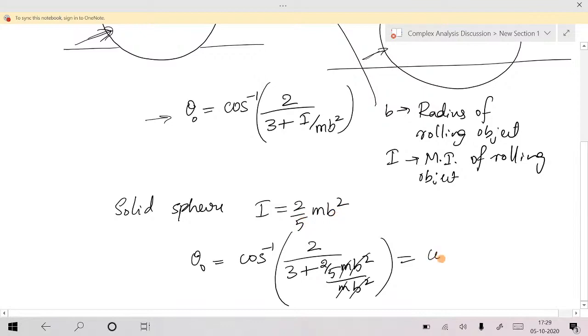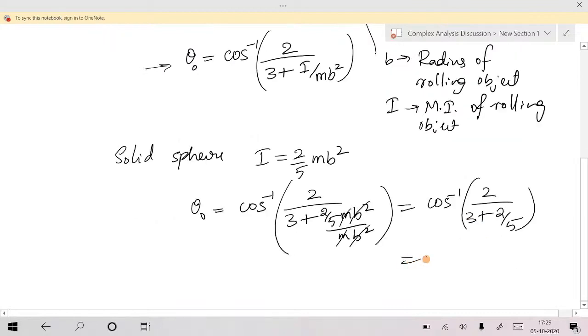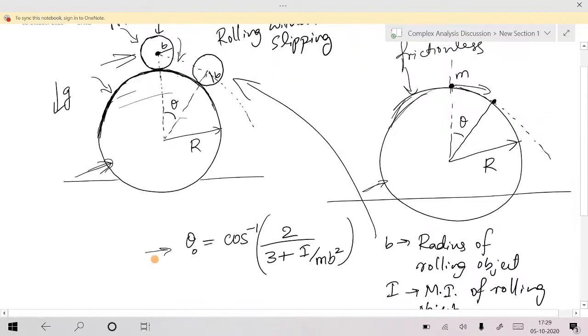So that's equal to cos inverse of 2 by 3 plus 2 by 5. You can just solve this one. That's equal to cos inverse of 10 by 17. Okay, remember in exam they may define the angle with respect to horizontal. Be careful here. Then your answer may differ, so theta plus phi is equal to 90 degree, theta plus phi is equal to pi by 2. So be careful while applying this one.